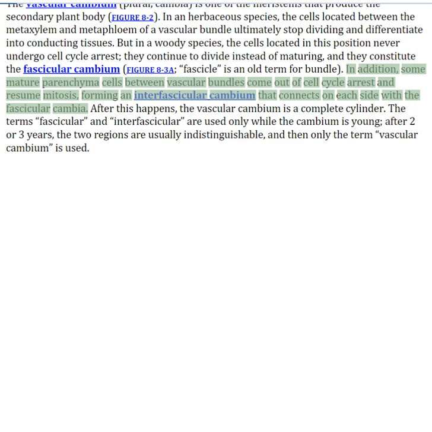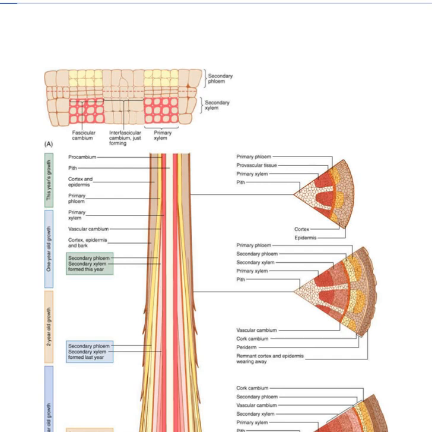In addition, some mature parenchyma cells between vascular bundles come out of cell cycle arrest and resume mitosis, forming an interfascicular cambium that connects on each side with the fascicular cambia. After this happens, the vascular cambium is a complete cylinder. The terms fascicular and interfascicular are used only while the cambium is young. After 2 or 3 years, the 2 regions are usually indistinguishable, and then only the term vascular cambium is used. Figure 8.3. Vascular bundles and the parenchyma located between them. Some parenchyma cells have begun renewed cell division and constitute an interfascicular cambium. This zone of renewed mitotic activity is located between 2 fascicular cambia, so 1 full cambial zone will result.